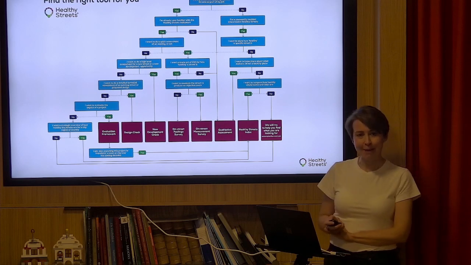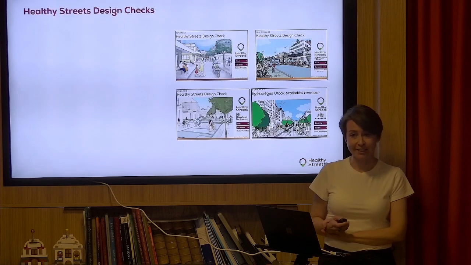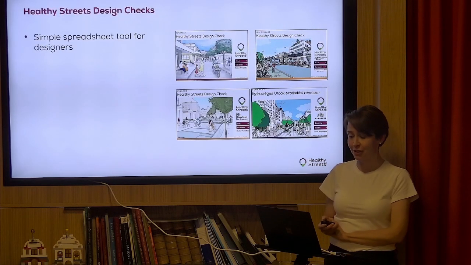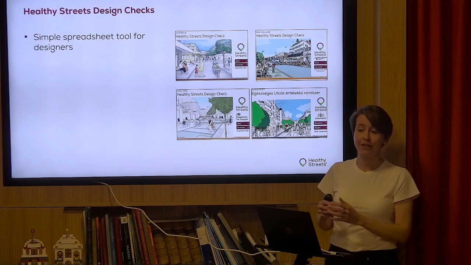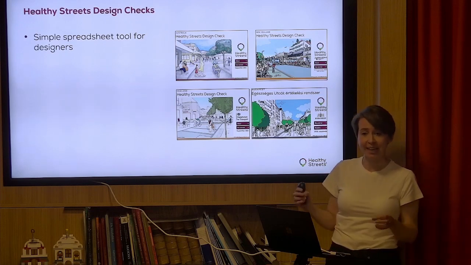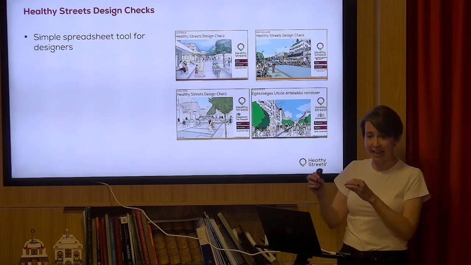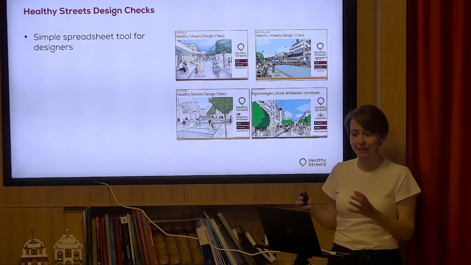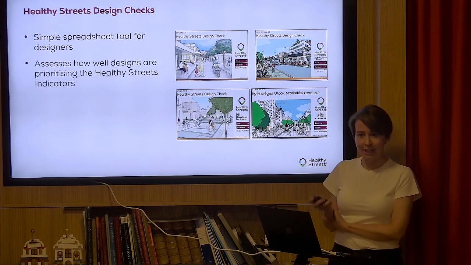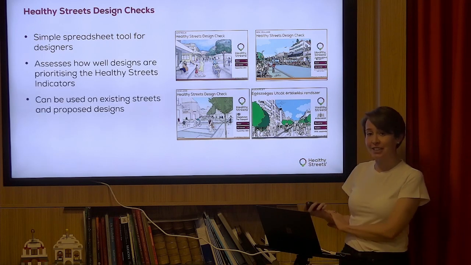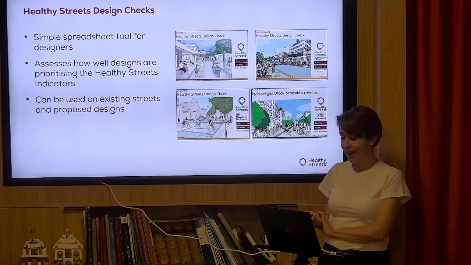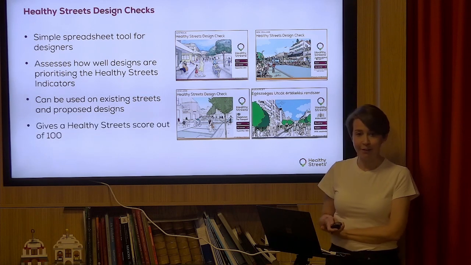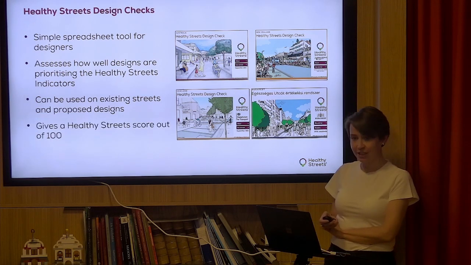The one that I thought might be of most interest to you is the Healthy Streets Design Check. So this is a spreadsheet tool intended for designers. So when you've got the opportunity to redesign a street, you can meticulously measure every element of it to make sure that you're delivering a healthy street environment. You can assess an existing street or you can assess a proposed design, and it gives you a score out of 100. So I'm picking a local street to show you how it works.